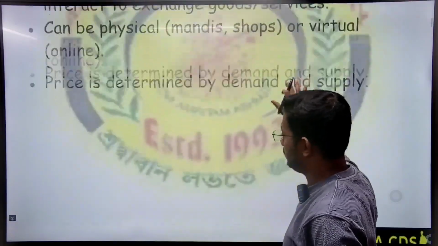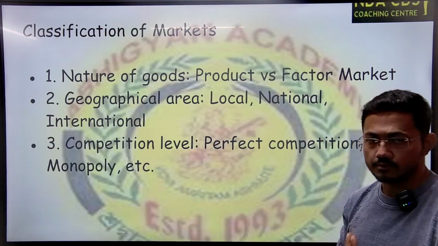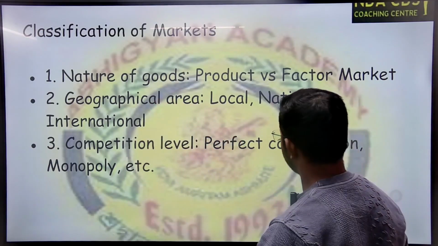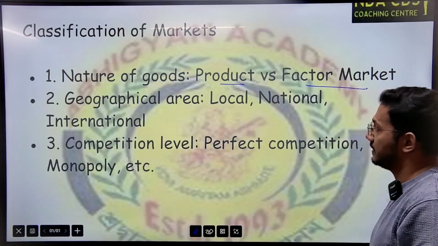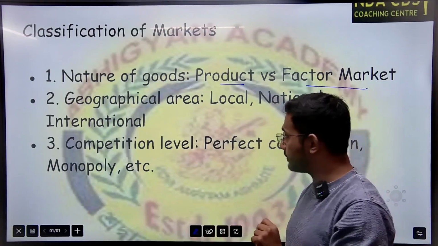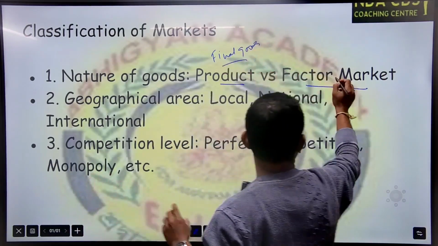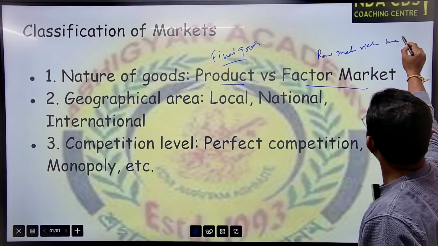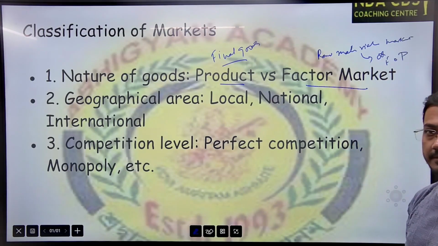Now we will see the classification of markets. These are very basic, and slowly I will come to the more technical part. Markets can be classified on the basis of the nature of goods, like the product market and factor market. The product market means the final goods market, and the factor market is actually the raw material market, or you can say the factors of production market.